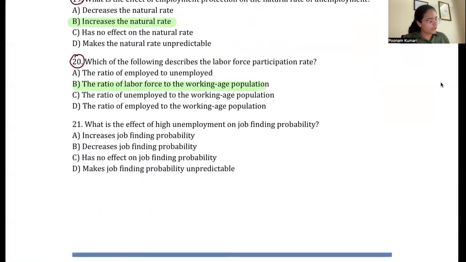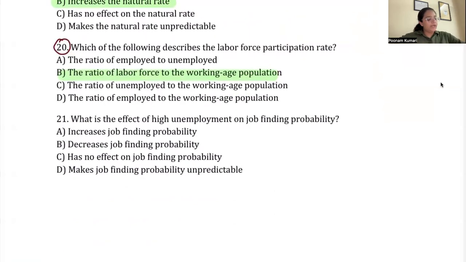And the final question for today is this. What is the effect of high unemployment on job finding probability? Decreases job finding probability. Yes, ma'am. If there is higher unemployment in the economy, it's less probable for you to find a new job, right? It becomes difficult. So it decreases your job finding probability. So this is question number 21.